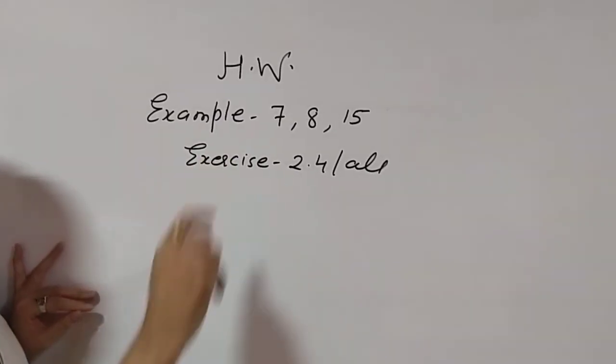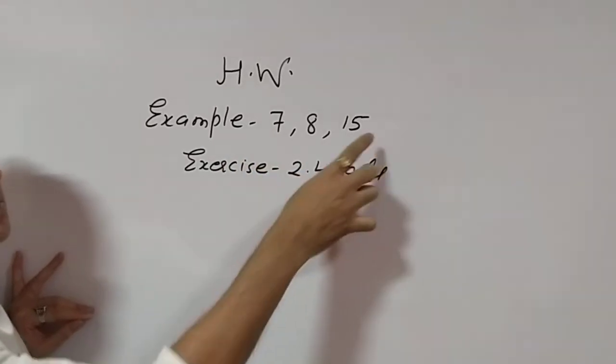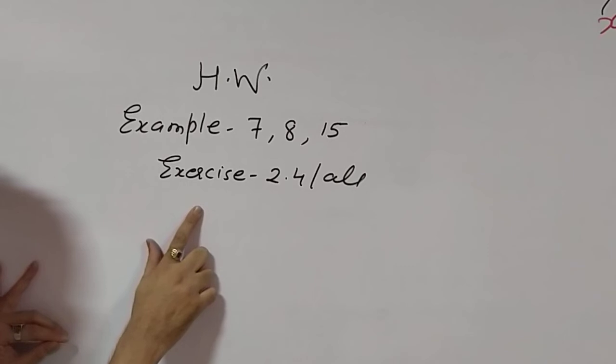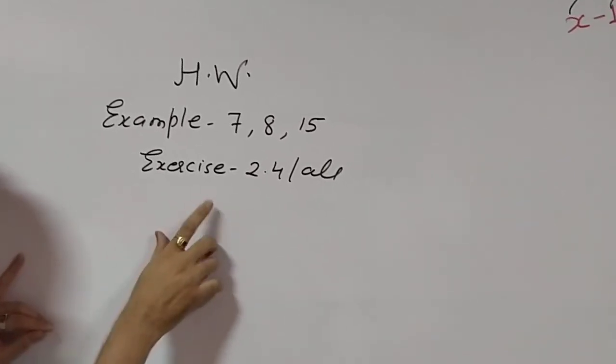Now this is the homework. Example 7, 8 and 15. Exercise 2.4 all. Do this homework and get it checked by parents. This must be checked by parents.